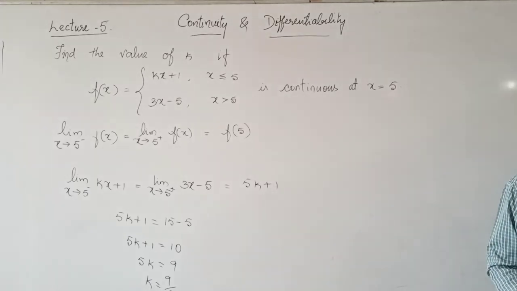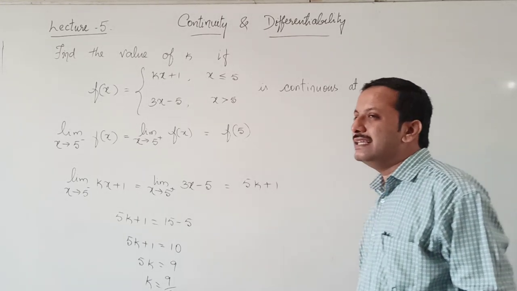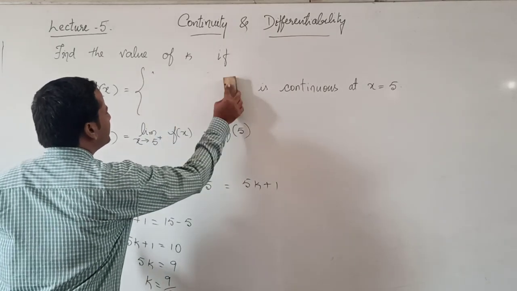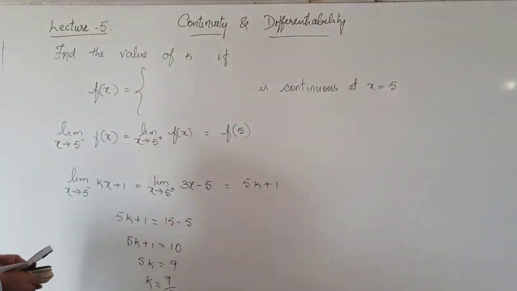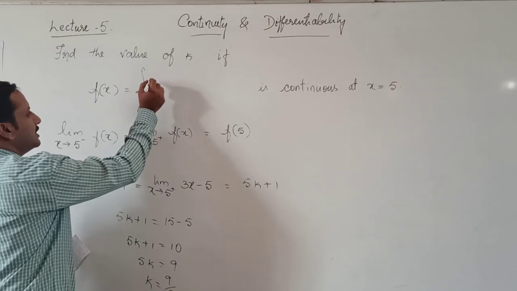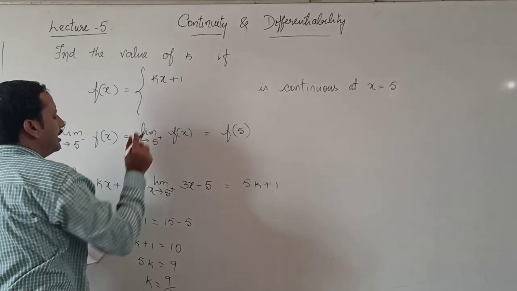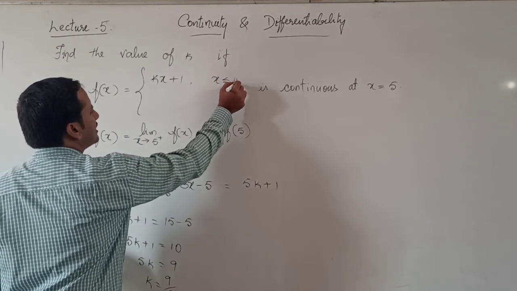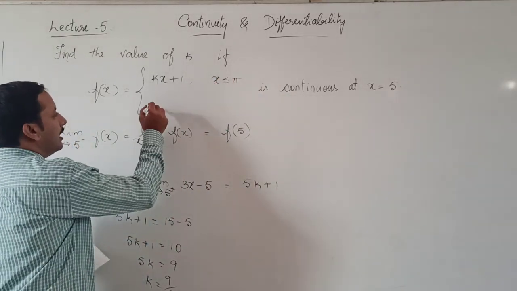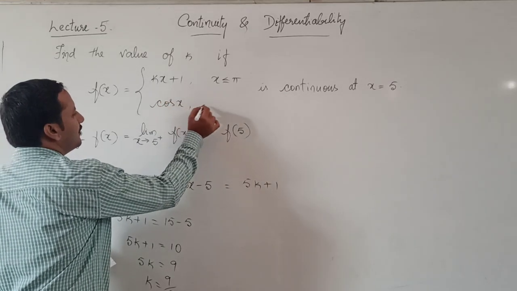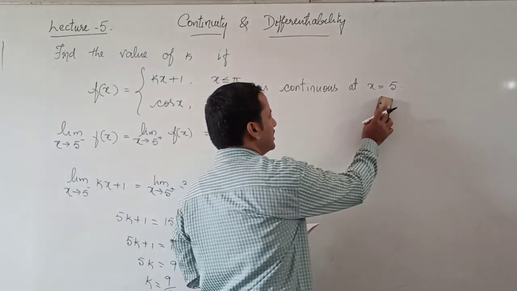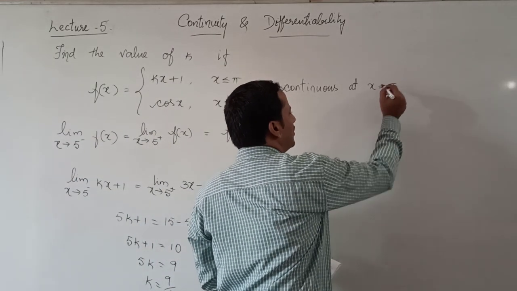Okay, let's go to the next question. Again, in this question also, we are asked to find the value of k. Find the value of k if f of x is equal to kx plus 1 if x is less than or equal to pi, and cos x if x is greater than pi, is continuous at x equal to pi.